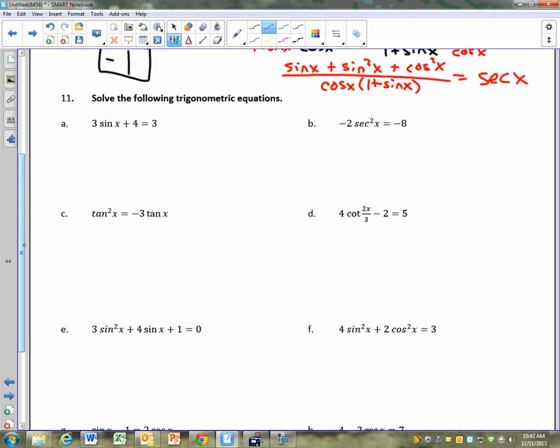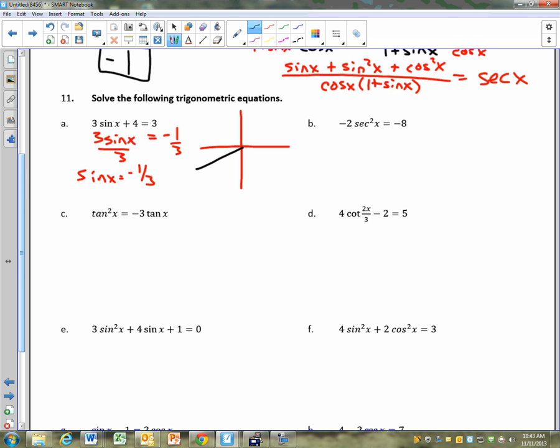Solving trigonometric equations. 3 sine of x is equal to negative 1. I divide by the 3. So sine of x is equal to negative 1/3. Do you remember what I do at this point? Before I inverse, I identify where sine is negative. Where is it negative? In the third and fourth.